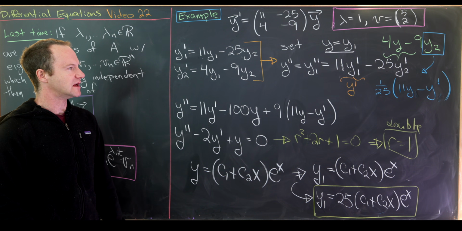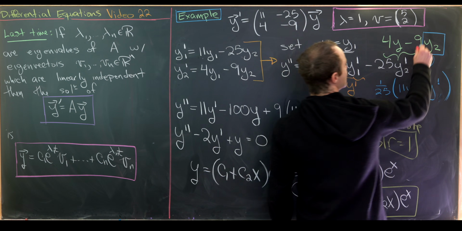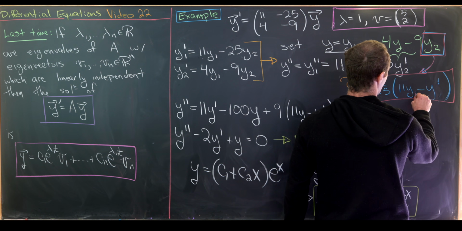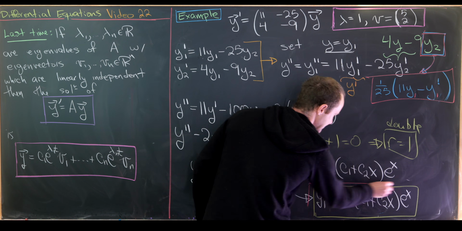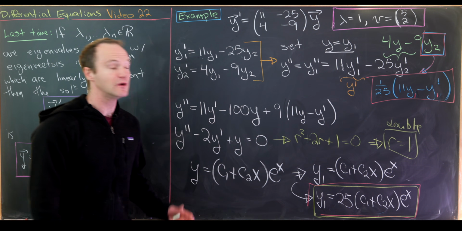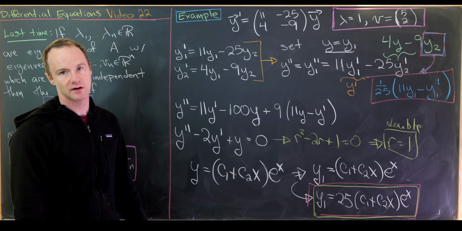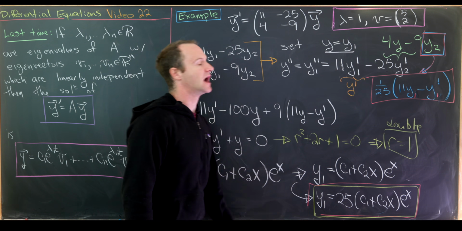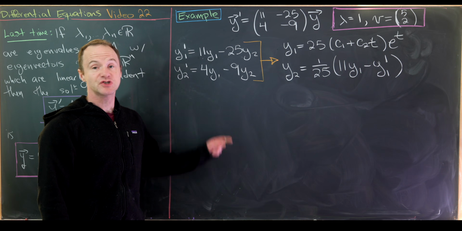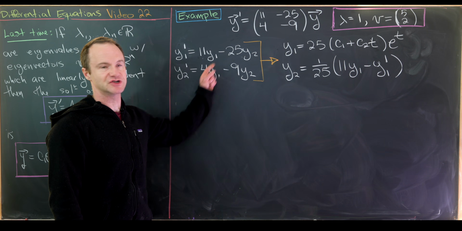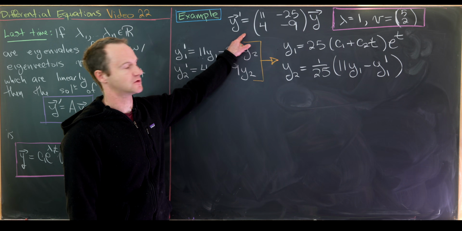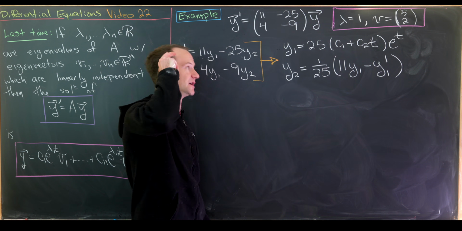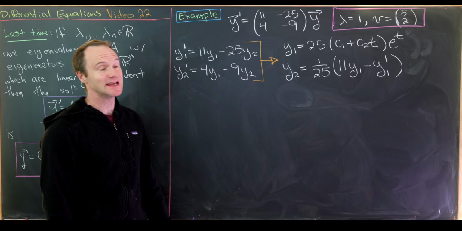Okay, so what will we need moving on? Well, I'm going to need this description of y2 in terms of y1, and I'll need this solution down here for y1, and then we can start putting this solution together and hopefully making it look like something to do with this eigenvector-eigenvalue relationship. So far, for our system of differential equations, which is equivalent to the matrix vector differential equation, we found out that y1 was 25 times the quantity c1 plus c2 times t, e to the t.